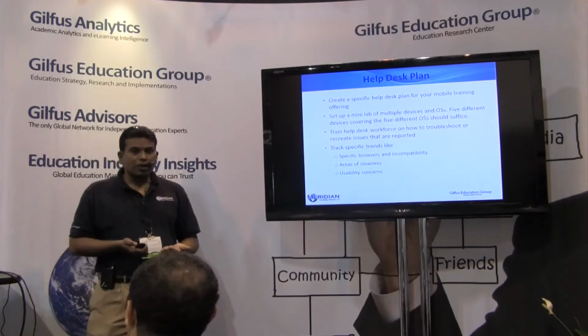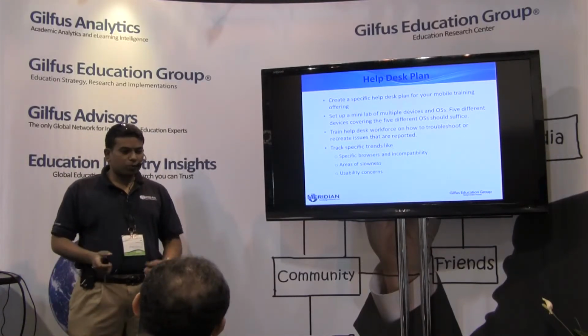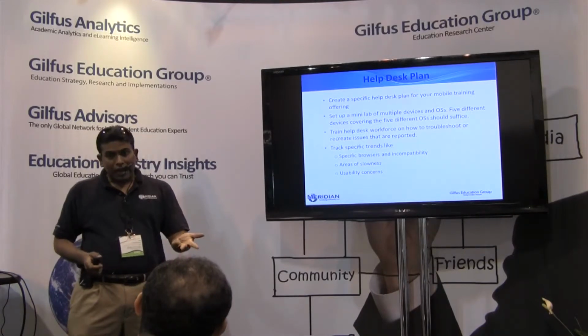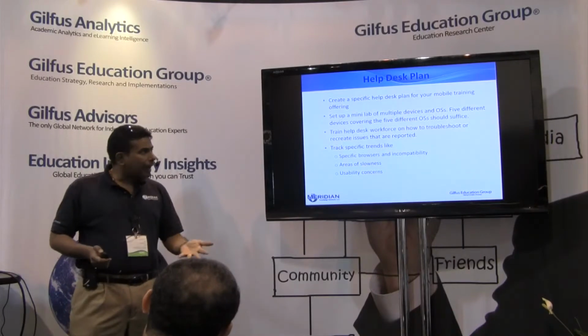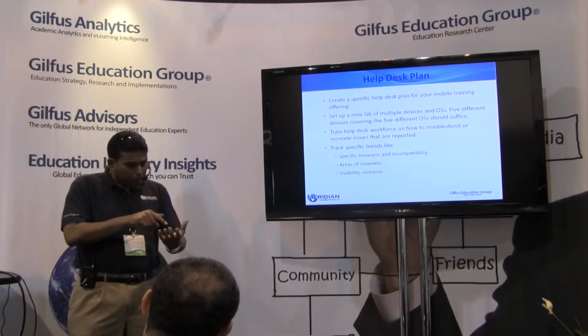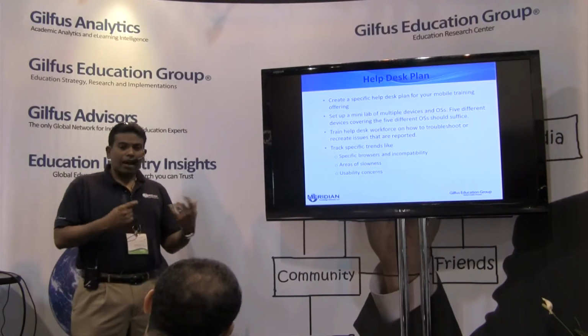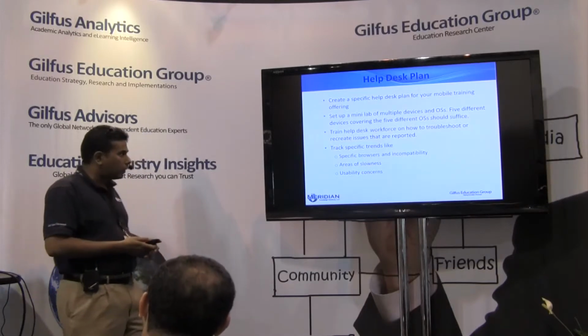One thing that you need to do is set up a small lab where you have multiple devices. We've set it up with just about 5 devices. We've got a BlackBerry, an iPhone, an Android device, a Samsung tablet and an iPad. So that becomes our test lab. When somebody gets a call saying, hey, I'm having a problem trying to access the course, I am able to recreate that problem on my device and understand exactly what the problem is.